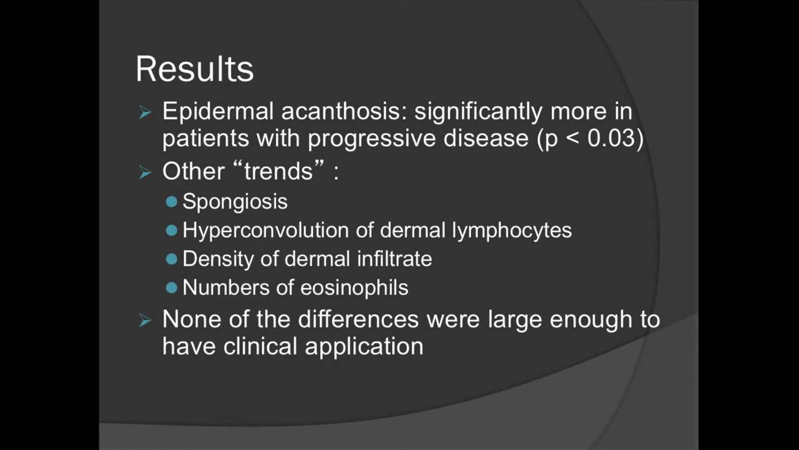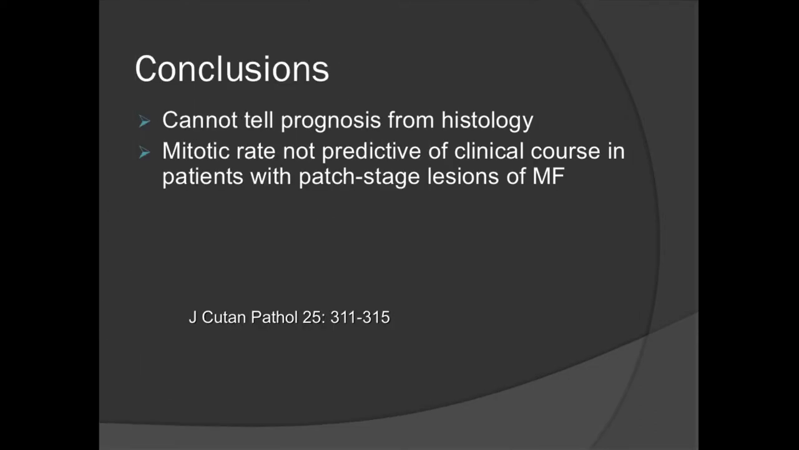The bottom line is, we have absolutely no way, based on routine histology, to pick out the patients with MF that are actually going to fall off the curve and do very poorly from those that are going to do just fine for 30 years. That's a little bit disappointing, but in fact, that's quite true to this day, as far as I know.